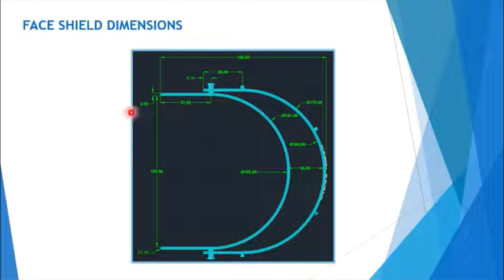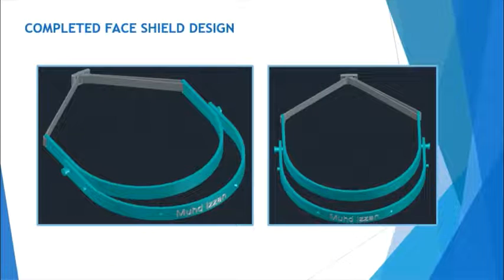This picture shows the face shield dimensions of my completed face shield, which can be referred to in the AutoCAD file. My completed face shield design is shown in these two pictures, which is in this color, and it is also embroidered with my name, colored white as shown here, completed with the strap shown here, and also the tightener for the face shield as shown here and here.